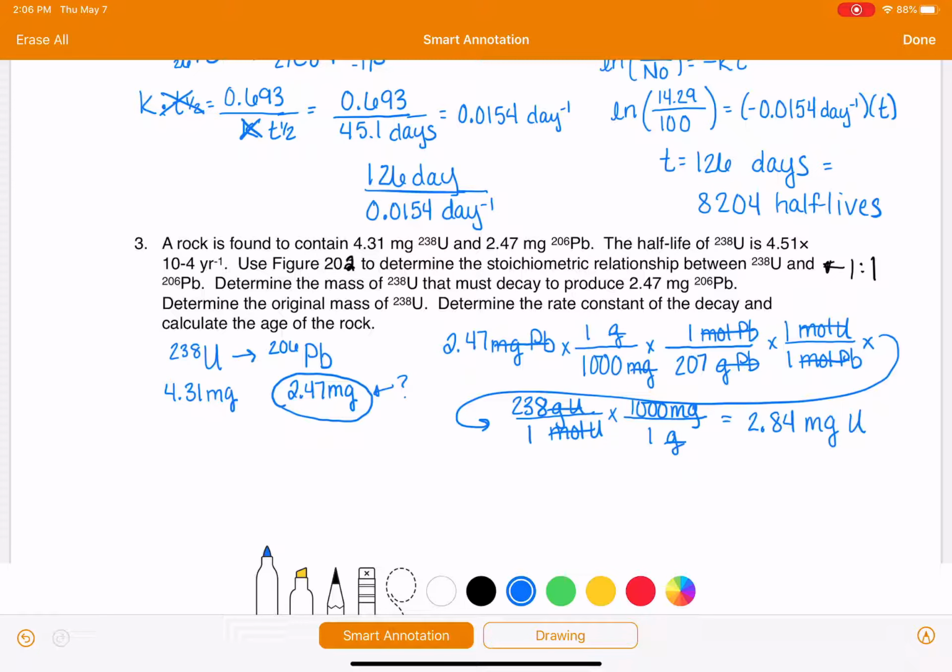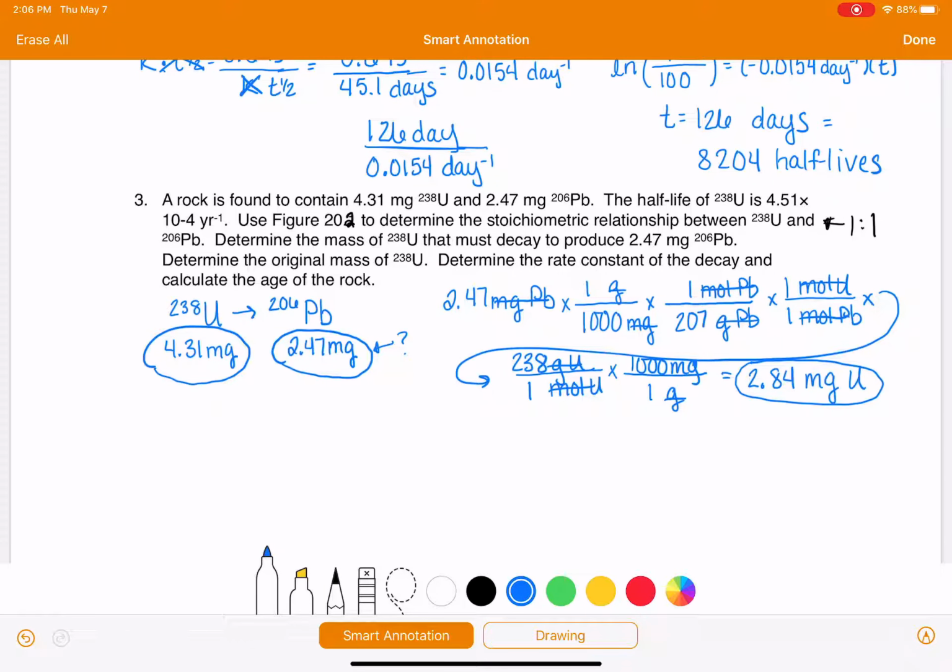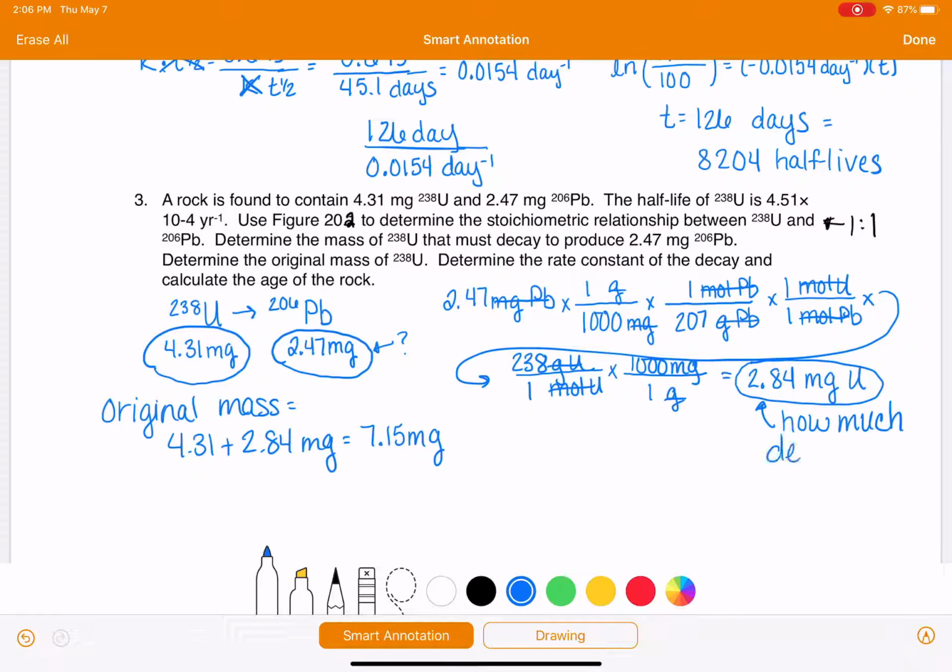So if our rock currently contains 4.31 milligrams, and that's what's left after 2.84 converted itself into lead, the original mass is 4.31 plus 2.84 milligrams. The original mass is 7.15 milligrams. The 2.84, that is how much decayed to make 2.47 milligrams of lead.